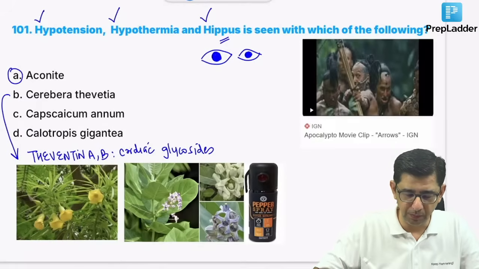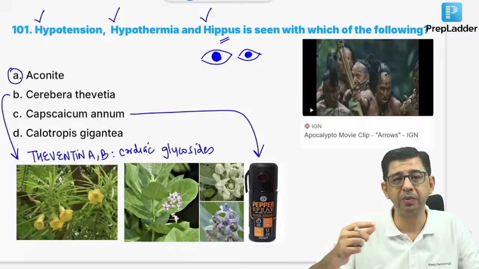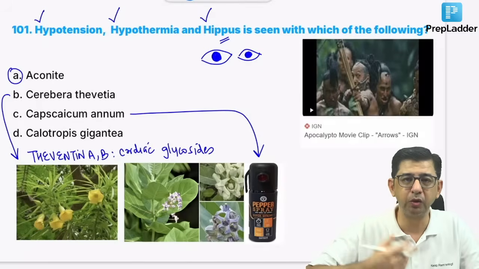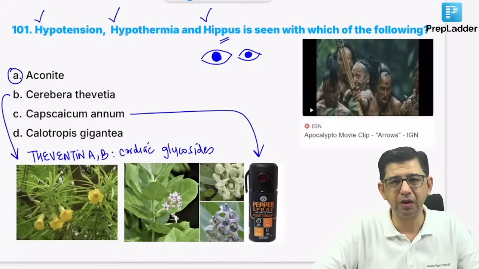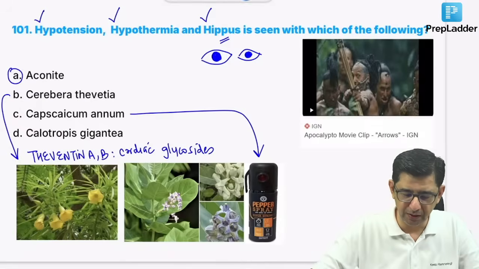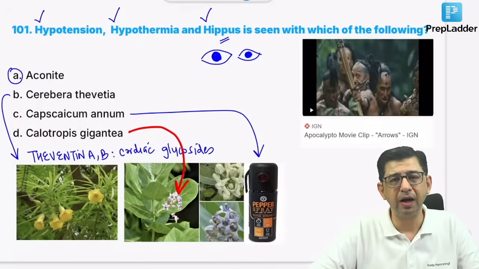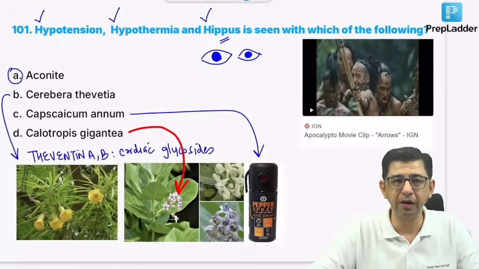Then as far as option C is concerned, capsicum, that is used in preparation of pepper spray, no? It will be irritating to the eyes of the patient. Capsicum, as you understand, would be basically chili, so that's used in manufacture of chili spray. And then Calotropis gigantea is the one that I've shown here. It's called in Hindi as madar. And this will also be contributing to cardiac toxicity. It will behave like cardiac glycosides.